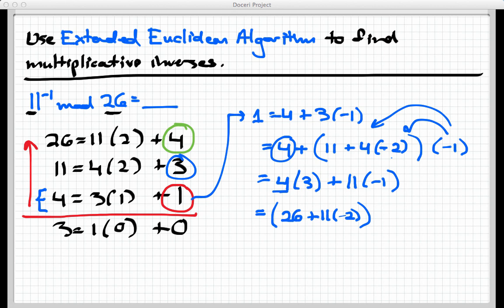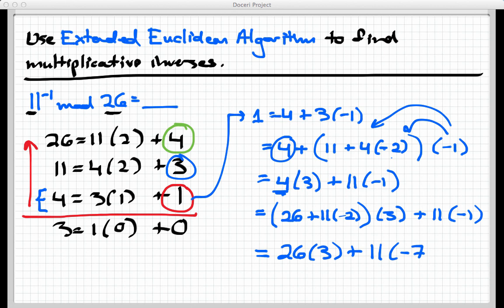This 4 was being multiplied by a 3, and I'm adding on 11 plus negative 1. So in the end, when I do all this distribution, I end up with 26 times 3, and check that this is 11 times negative 7. Okay, and this is all equal to 1. So just like we said in the previous videos, the GCD is equal to 1, and I can always write that GCD as a linear combination of the numbers that gave me the GCD in the first place, 26 and 11. Now I want to pay particular attention to that equation that I wrote right here.